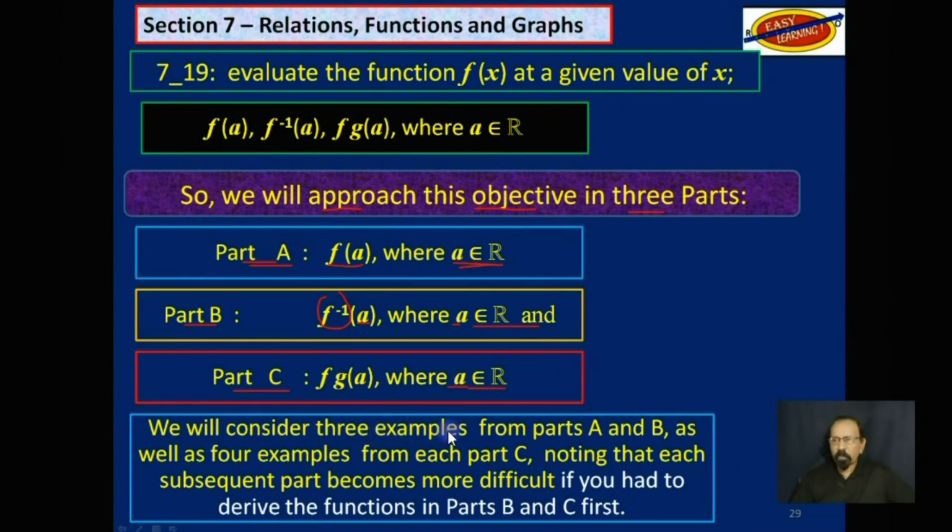We will consider 3 examples from parts A and B, as well as 4 examples from part C, noting that each subsequent part becomes more difficult if you have to derive the functions in parts B and C. But if you are given those functions here, they become just as easy as that first one there. If not, they are fairly difficult, but not so difficult because we have done those in previous videos.